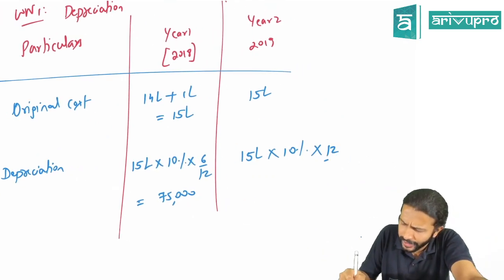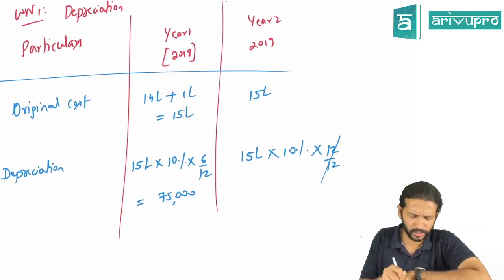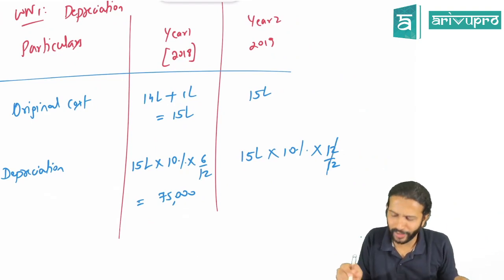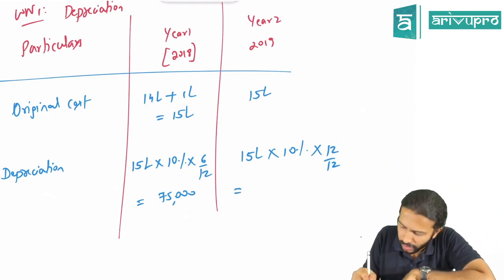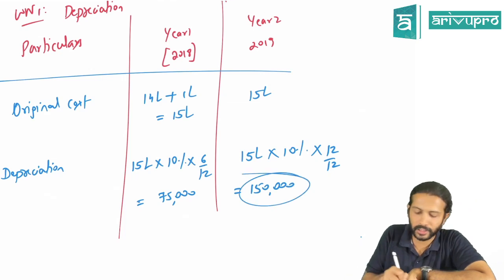Or if you want, you can write into 12 by 12, or you can cut it off also, because 12 by 12 is 1. If you want, you can write it or you can leave it off. Manageable. So this becomes 1,50,000 for the year 2.